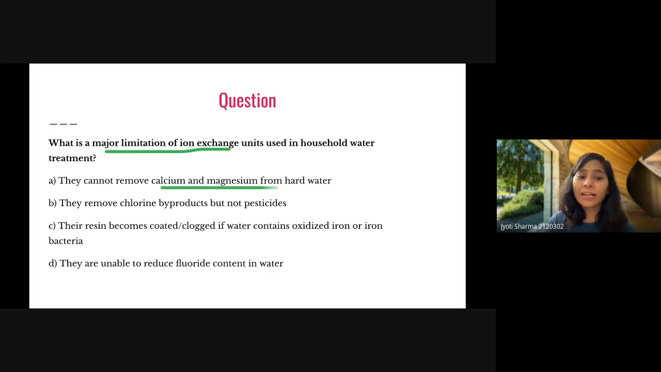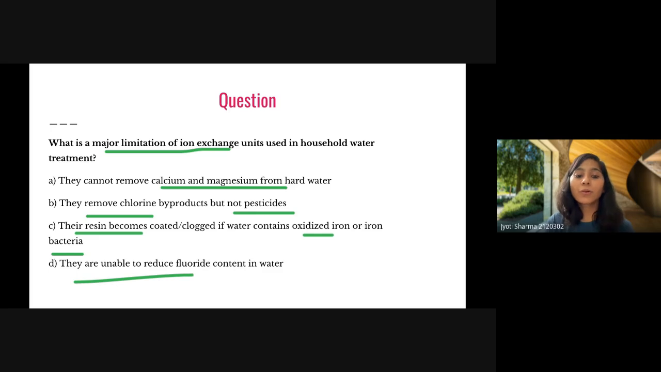They cannot remove calcium and magnesium from hard water. They remove chlorine byproduct, but not pesticide. The resin becomes coated, clogged if water contains oxidized iron or iron bacteria. They are unable to reduce fluoride content in water. Priscilla gave me answer C. Okay, so yes, answer is C.